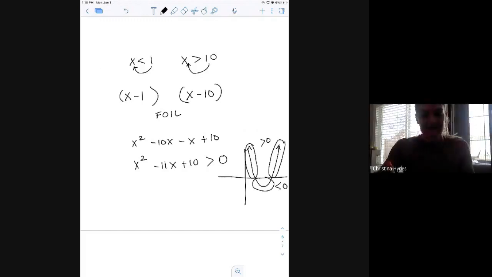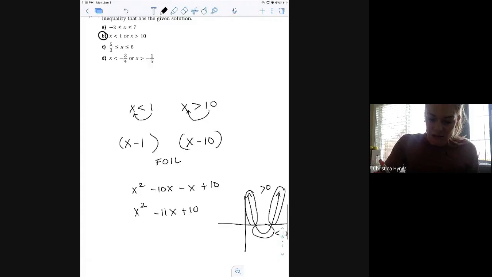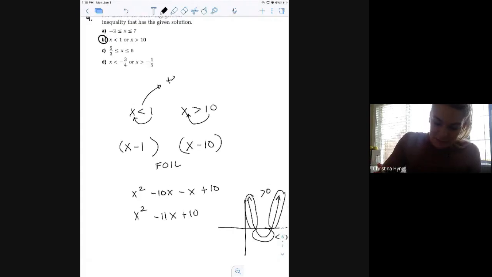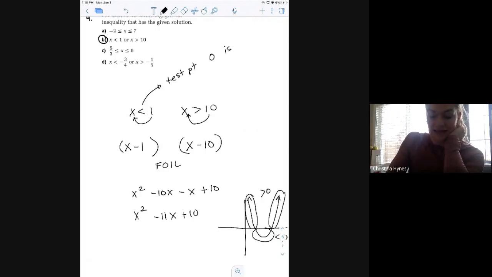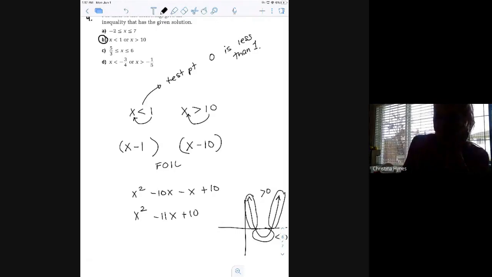Now, if you don't like that method, you can just test out a value. Pick a test point from here, or here. What is a value of x that is less than 1? Well, we can pick 0. 0 is less than 1. Then I'm going to plug it into the equation to see which side the inequality should be at. So I'm going to plug in 0 for my test point. This will be 0, this will be 0, and this will be 10.